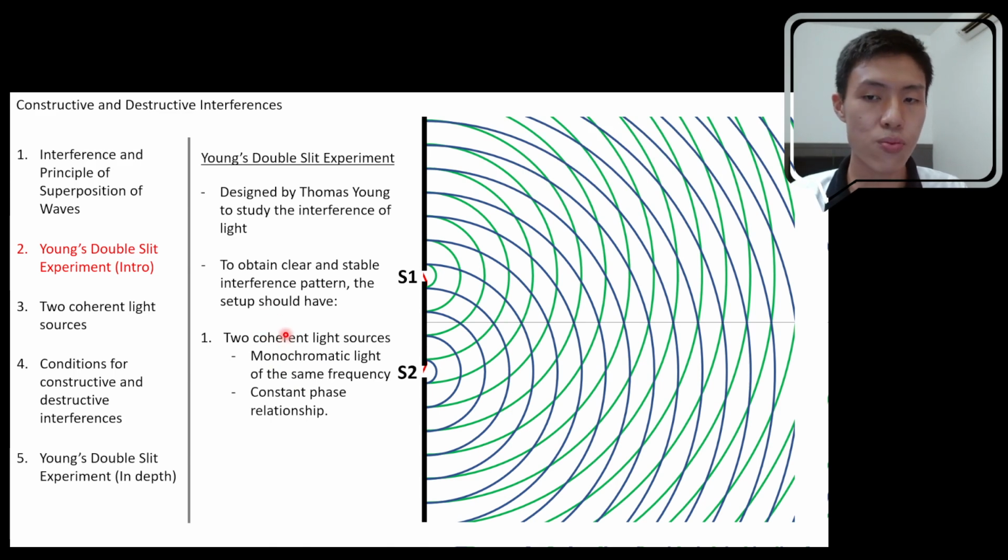The second element that we are going to talk about is constant phase relationship. If you want to call these two light waves coherent, they will have to have a constant phase relationship.